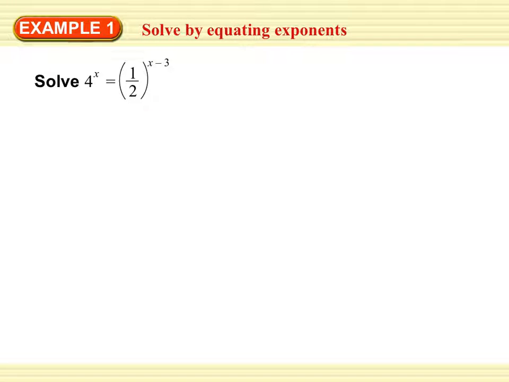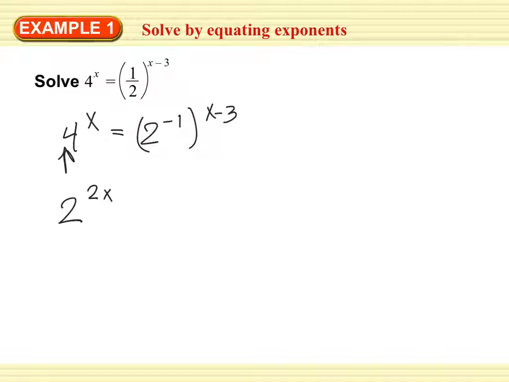Okay, I have 4 to the x equals 1/2 to the x minus 3. Let's get those both into the same base. I already skipped a step. First, I'm going to say that 1/2 is the same as 2 to the negative 1, raised to x minus 3. Okay, can I change the 4 into a base of 2? Because 2 squared is the same as 4. And I'm going to take the negative 1 out there and multiply it. So that'd be negative x plus 3. I just did negative 1 times x, negative 1 times negative 3.